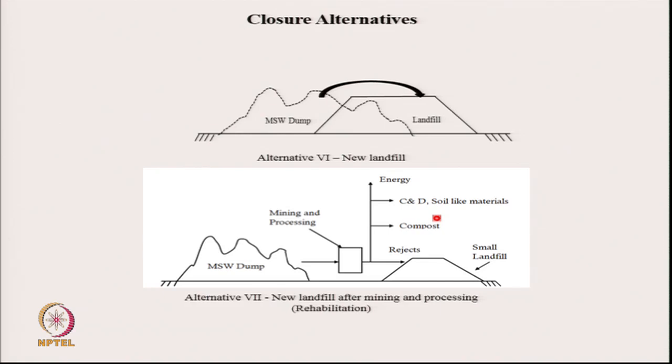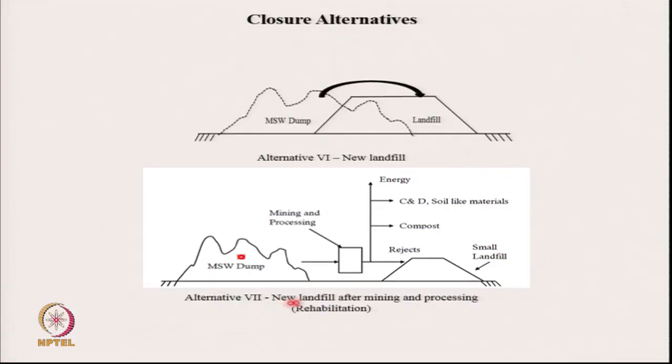If you can get building materials, construction and demolition waste, which you can use as aggregate, use it. And finally, this huge dump should become this small rejects. This is called landfill mining, and this is rehabilitation. It's not remediation still, because you still are going to occupy the land with the smaller landfills. So these are the alternatives which exist as far as closure is concerned.